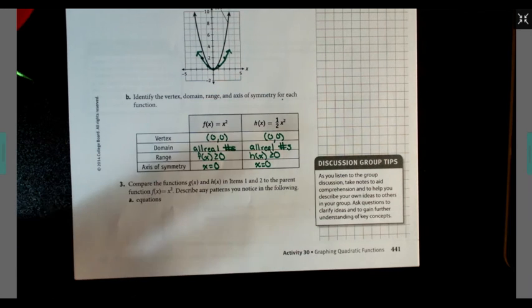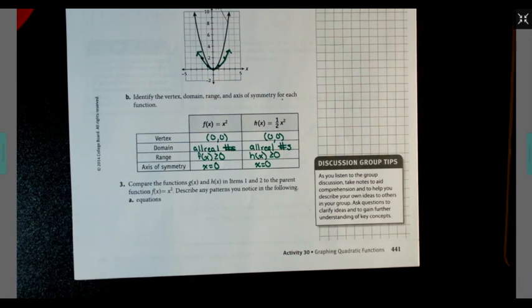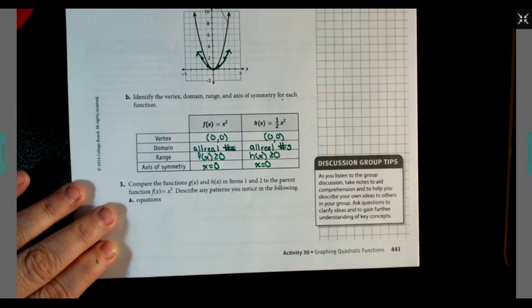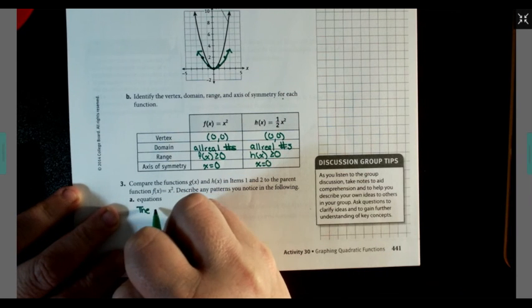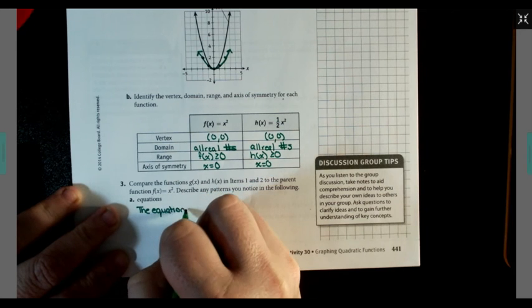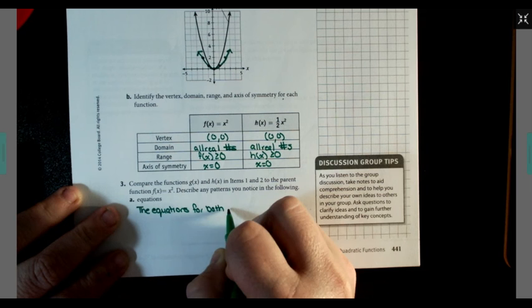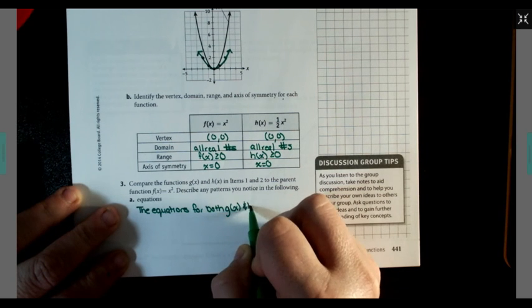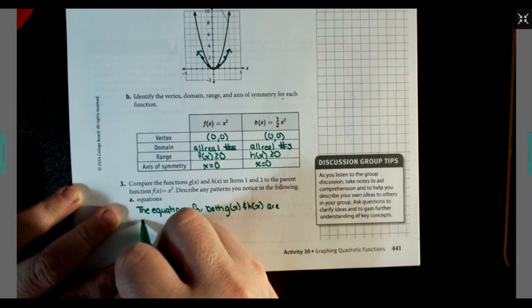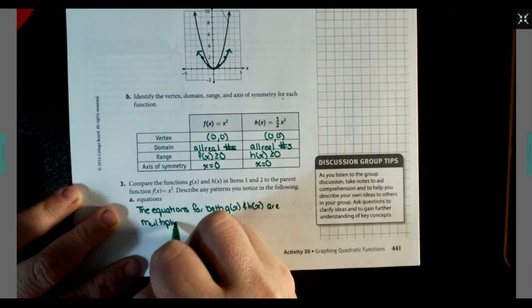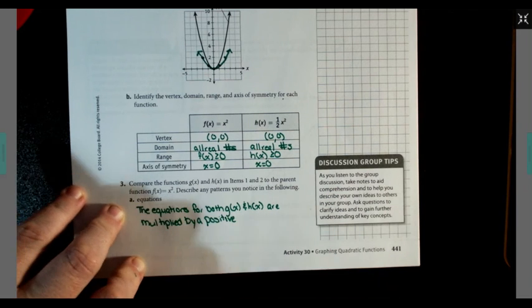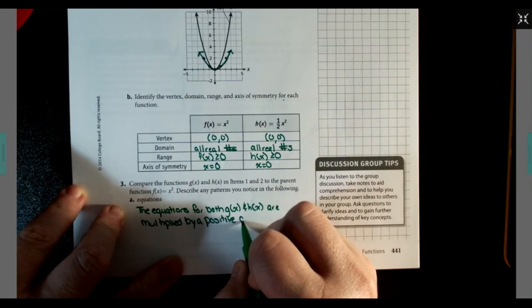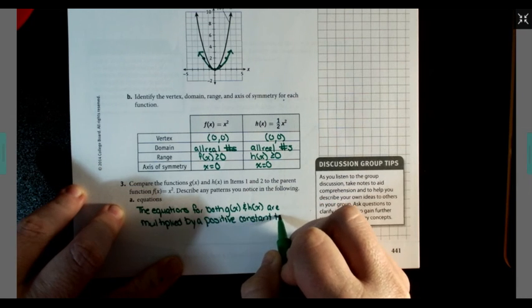Let's talk about these equations. Compare the functions g of x and h of x in items 1 and 2 to the parent function f of x equals x squared. Describe any patterns you notice in the following equations. The equations for both g of x and h of x are multiplied by a positive constant to the parent function.